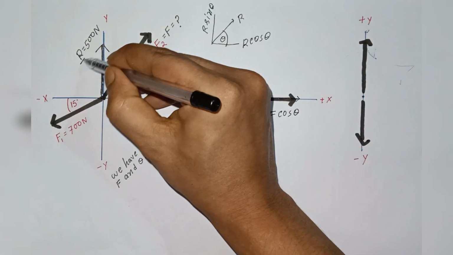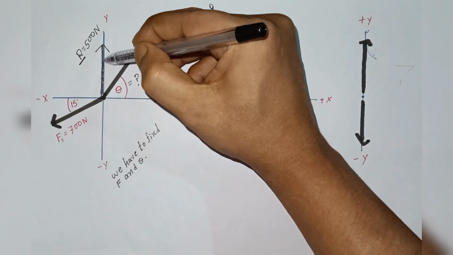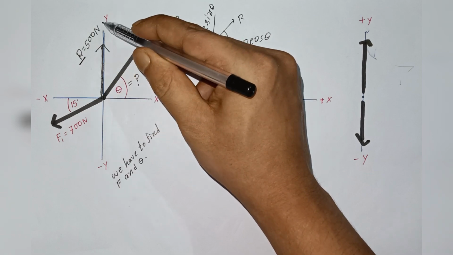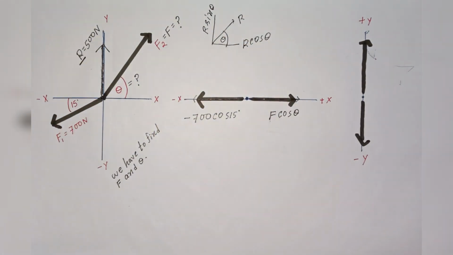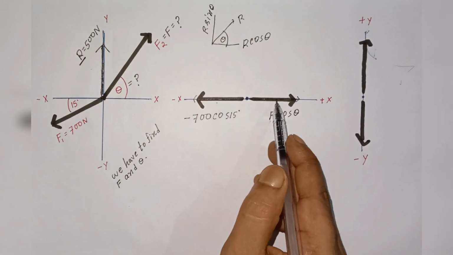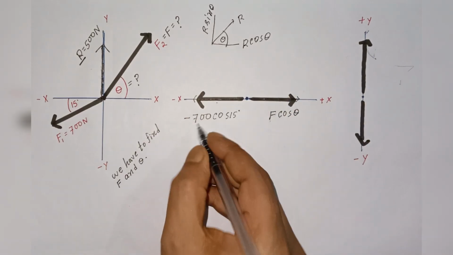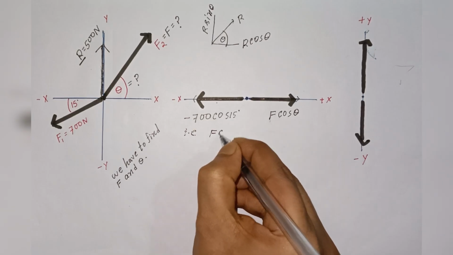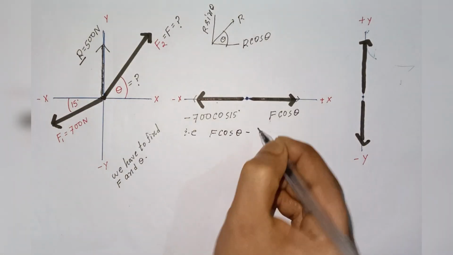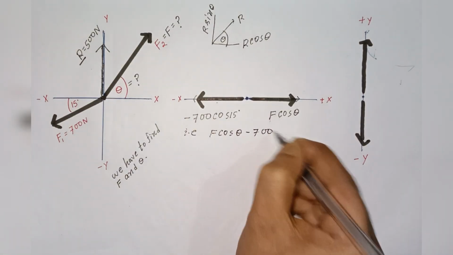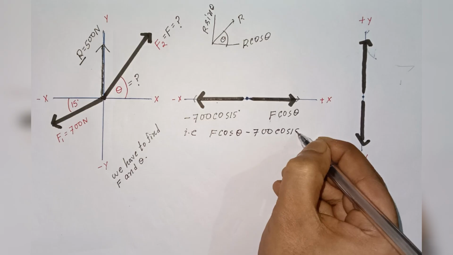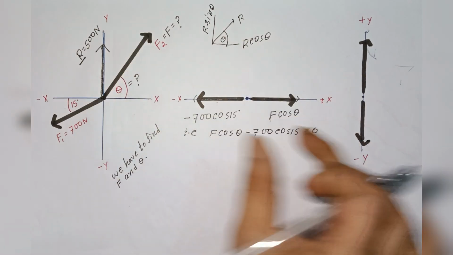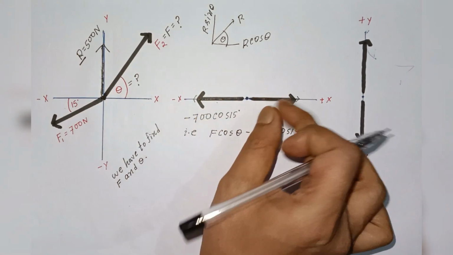In the question, the resultant vector is only in the positive y direction. There is no resultant in the x direction. Therefore, we can say that the summation of all components in the x direction will be 0. That is, the summation of all components along the x-axis: F cos theta minus 700 cos 15 degree equals 0. It is quite obvious that there is no resultant along the x-axis, which means the value along the negative x-axis and the value along the positive x-axis will be equal.